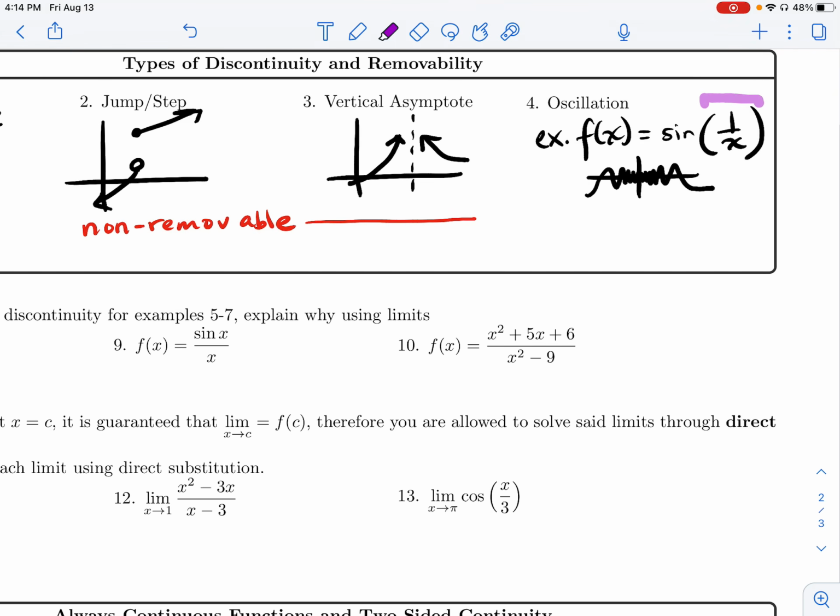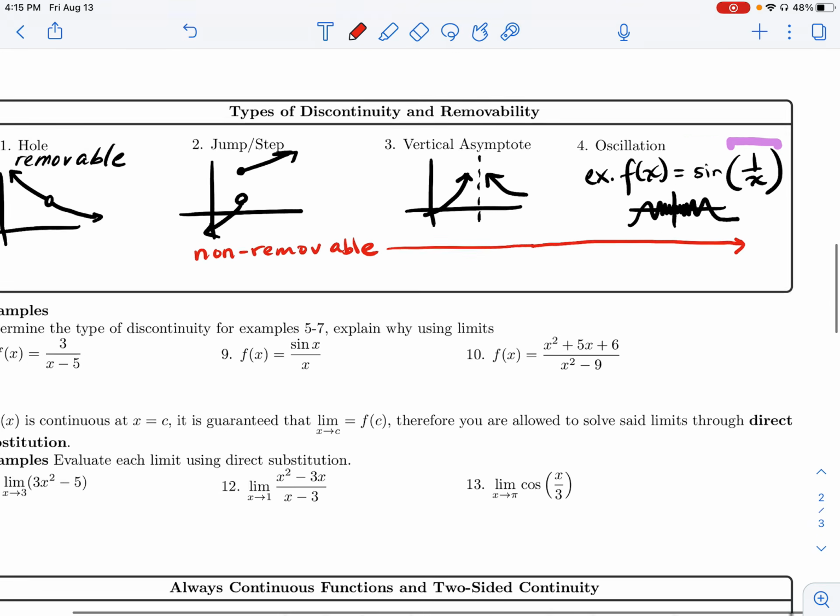Well, think about that for a second. If you divide by a very small value, you're going to get a very large valued number. And what do we know about sine? As x approaches infinity, our output is going to continue to oscillate between -1 and 1. So it's actually a very cool function. The closer you get to 0 here, the more and more this function oscillates. But the bottom line is that this function also would be considered a non-removable discontinuity.